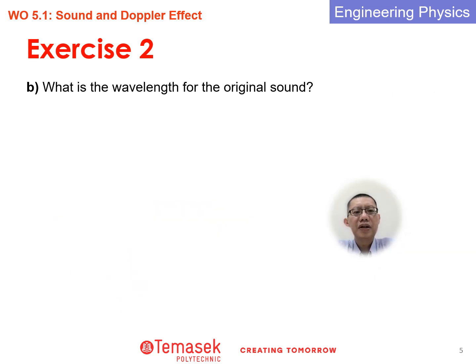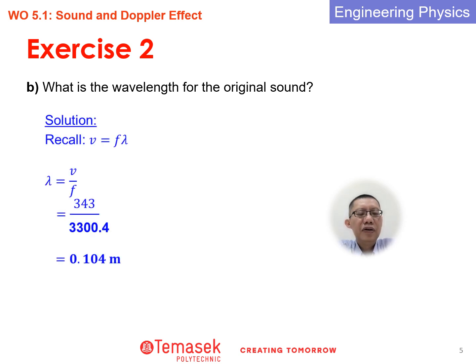We will also calculate part B, the original sound's wavelength. Recall, V is equal to f lambda, where f is the frequency and lambda is the wavelength of the sound. So the wavelength lambda is equal to V over f, which is 343 divided by 3,300.4, giving us a wavelength of 0.104 meter.